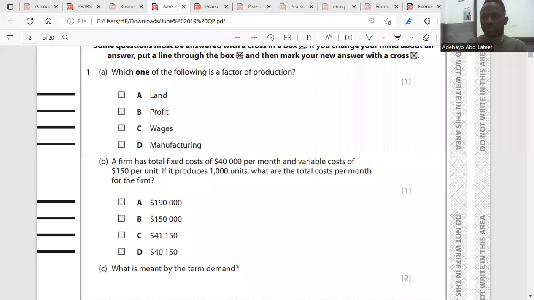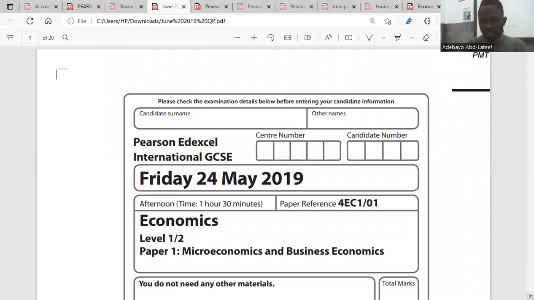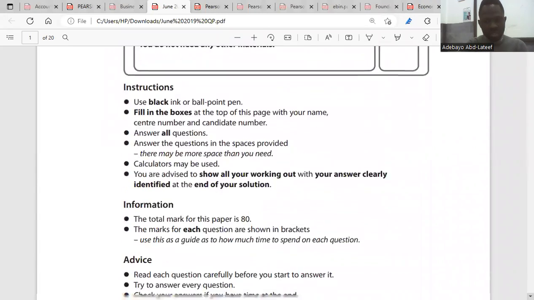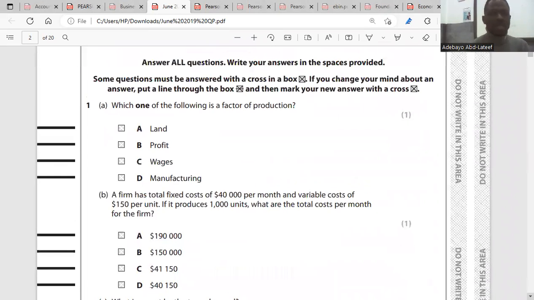We start in place. So we have past paper economics 2019. Question one. We start with question one. Which one of the following is a factor of production?